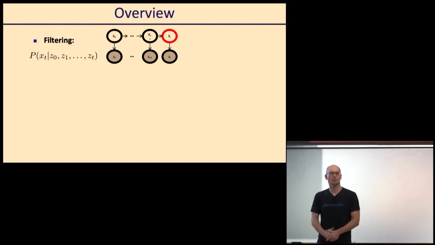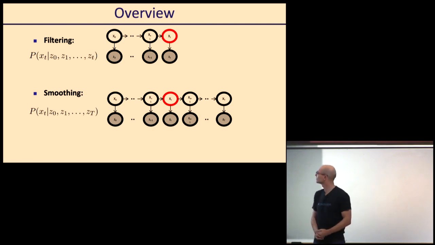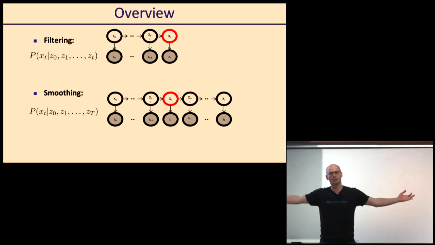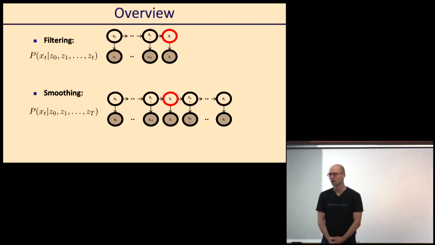But what if you're post-processing your data? You already collected your data and want to know, where was my robot back at time t? You should also use the information that happened after. And so that's called smoothing. In smoothing, you use all the sensory observations before and after to come to a conclusion about the distribution over the state of your robot or your environment.